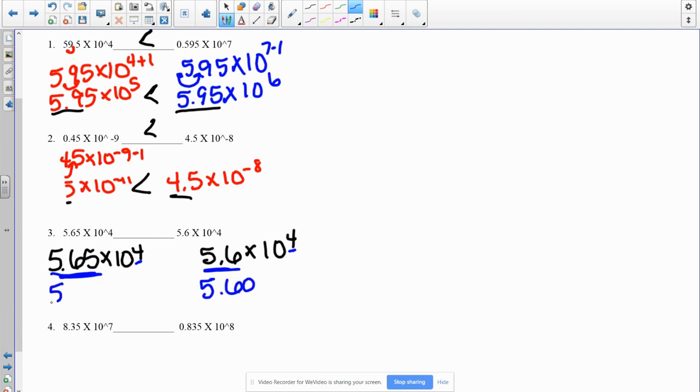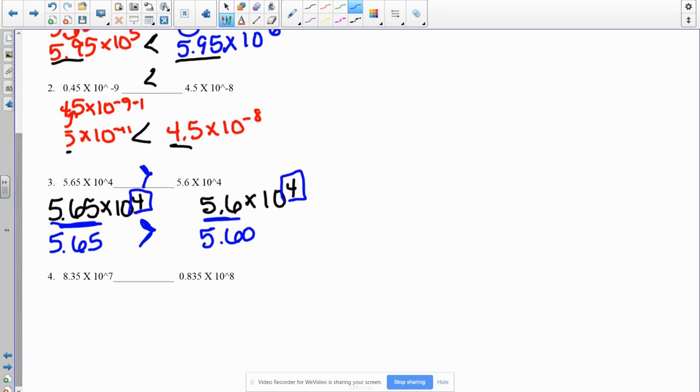So now when I look at my two mantissas, I can compare better because they have the same number of digits. And 5.65 is more than 5.60, and I'm going to then say that this first amount is greater than the second, and I only compared the mantissas since the exponents were the same.